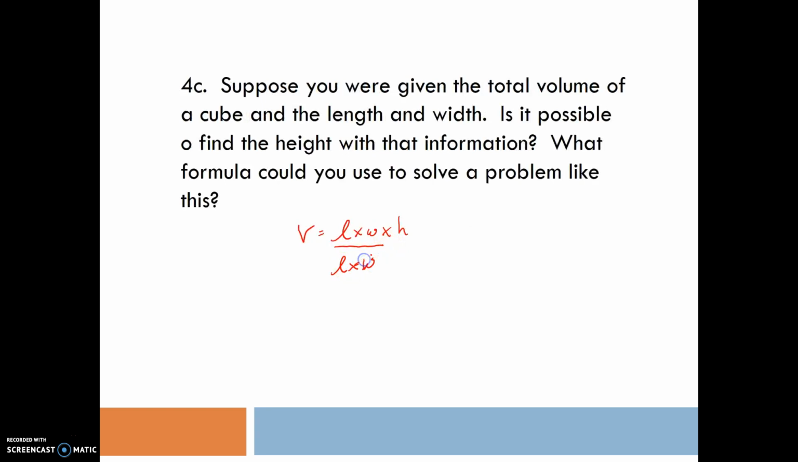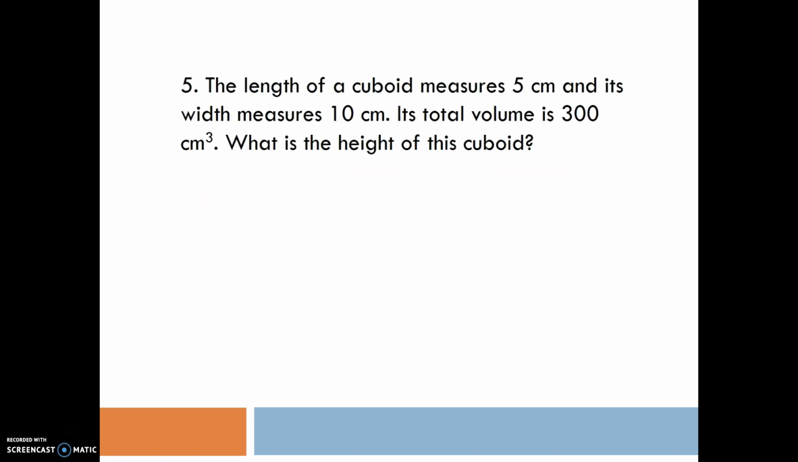Now, since our equation says equals here, we can't just divide one side of it. We have to divide both sides to keep it equal. So these would cancel out, and we'd be left with height on its own over there. And we'd have volume divided by length and width over here, and that would equal height. So that's what we're going to do in the next couple of problems.